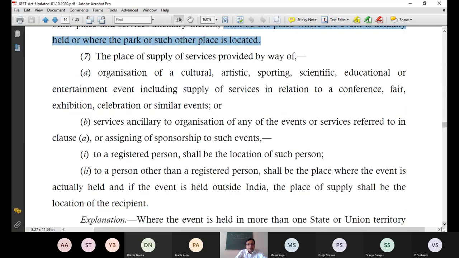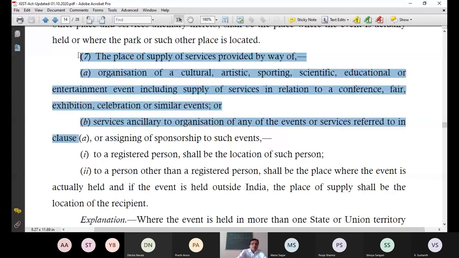See this. Supply of services provided by way of organization of a cultural, artistic, sporting, scientific, educational or entertainment event, including supply of services in relation to a conference, fair, exhibition, celebration or similar event. So in this case, whichever event it is, the issue is organizing.